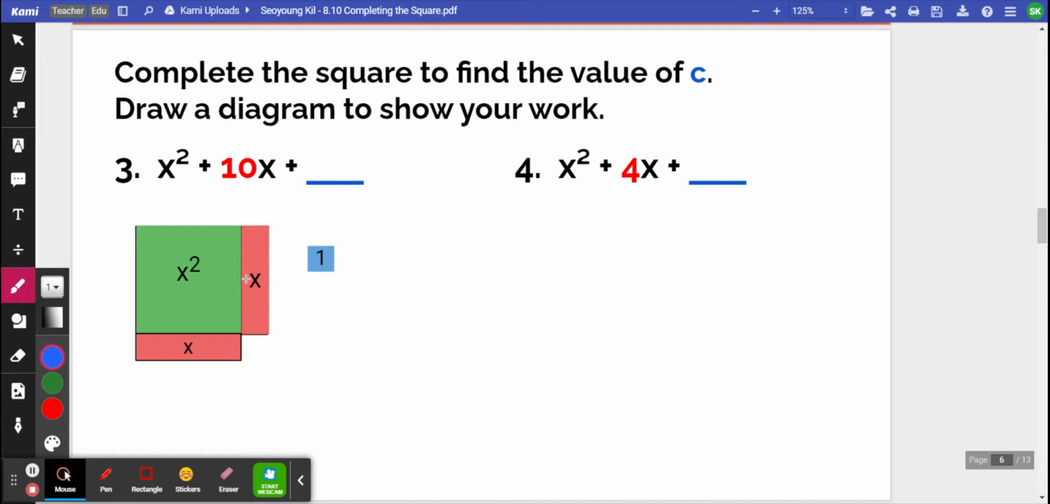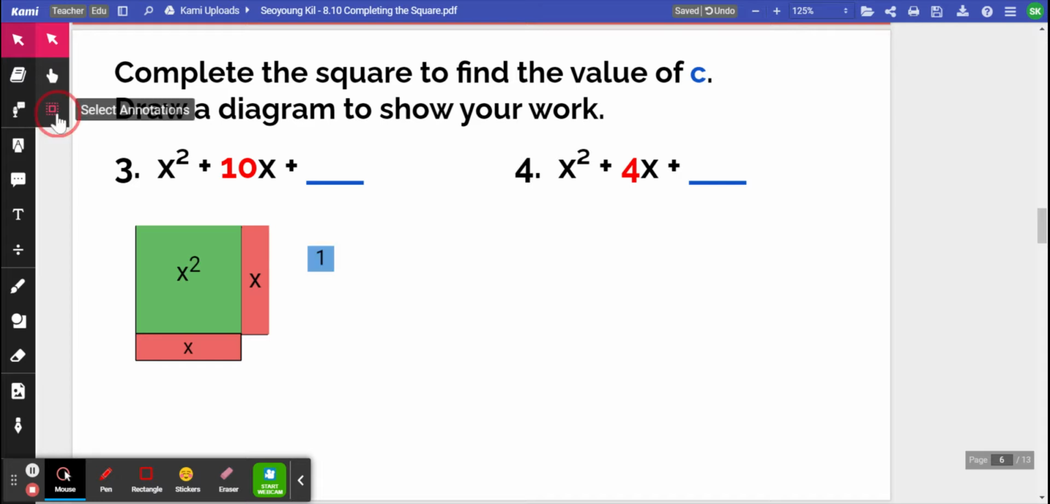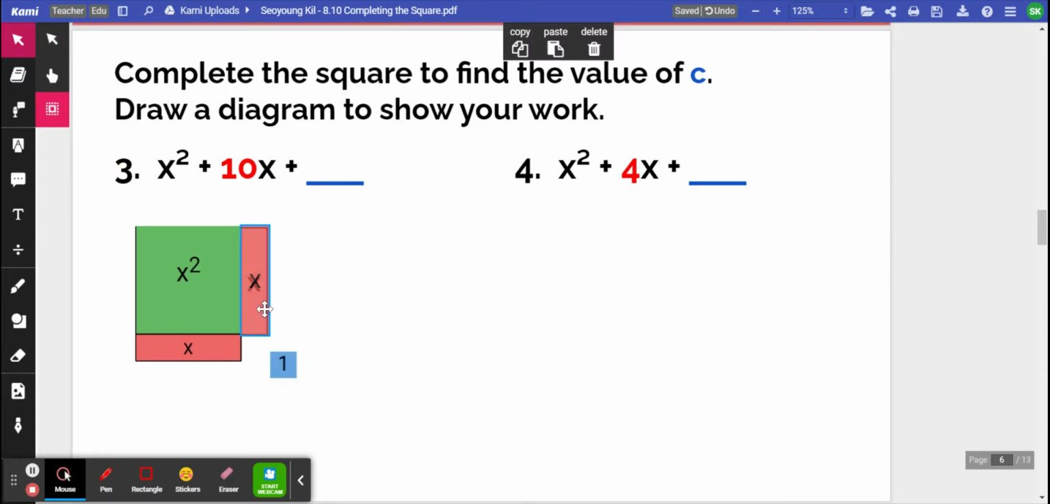So for number 3, the diagram has already been started. We have this big square representing x squared, and then we have this x and another x here. But I need a total of 10 x's. So I'm going to need to add more x's to the side and more x's on the bottom. Well, how many more x's do I need to the side? Well, if it's 10 x's, I'm probably going to need to lay it out like 5 on the side and 5 on the bottom. So let's make copies of this so I can complete my diagram.